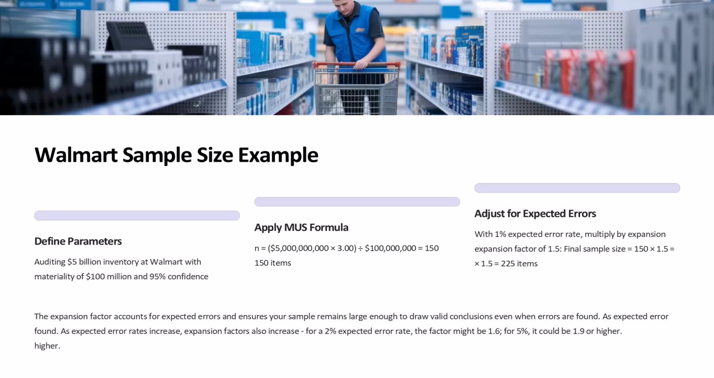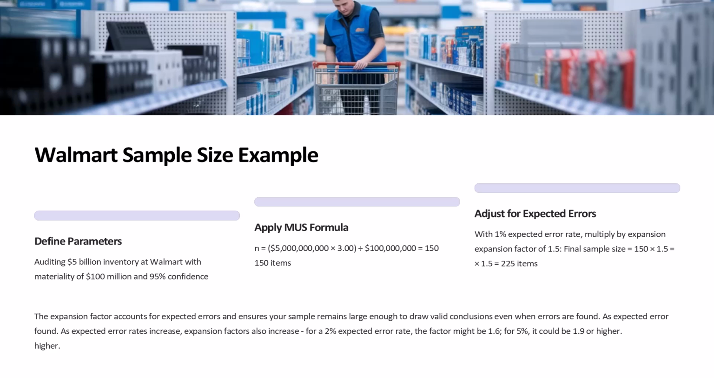Total book value, $5 billion, risk factor at 95% confidence, 3.00, tolerable misstatement, $100 million. N equals $5 billion times 3.00 divided by $100 million equals 150 items. This is your base sample size, assuming no errors.